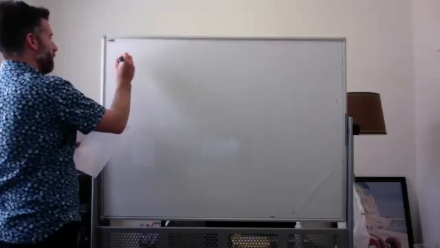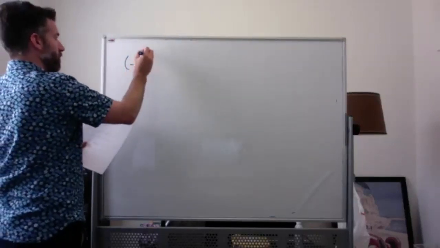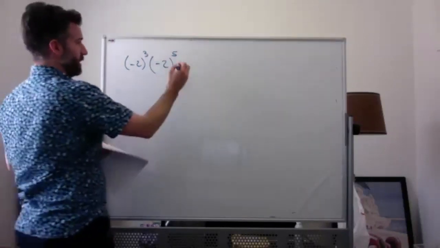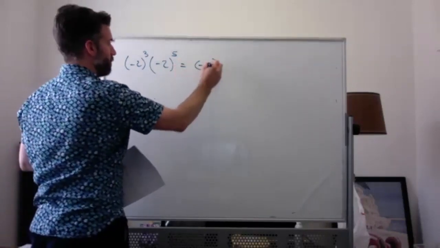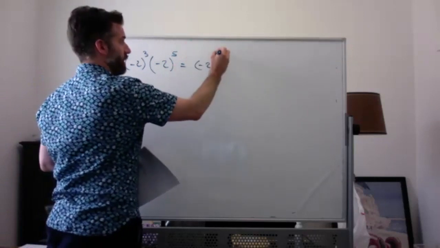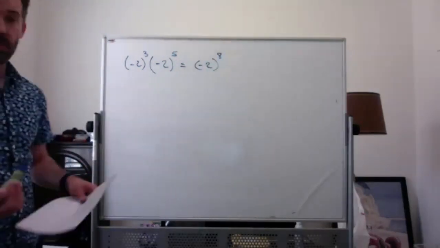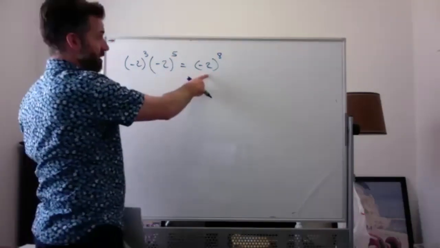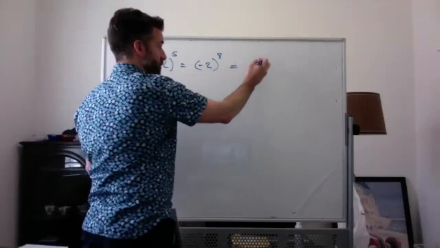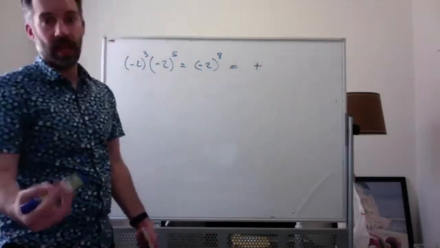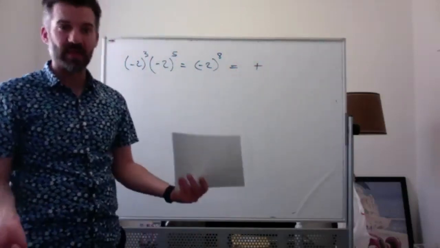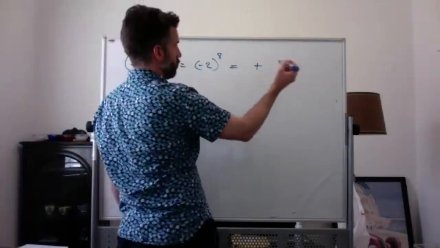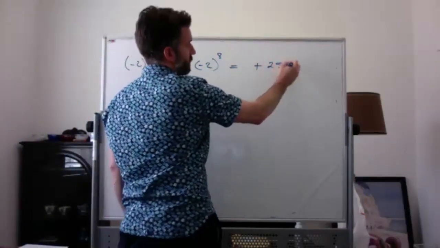For example, if I have -2 to the 3rd times -2 to the 5th, that's going to equal -2 to the 3 plus 5, which is 8. It is important if your negative number is in parentheses that it stays in parentheses. -2 to the 8th is actually going to end up being a positive number because it's a negative number times a negative number an even number of times. That's going to be positive 256.